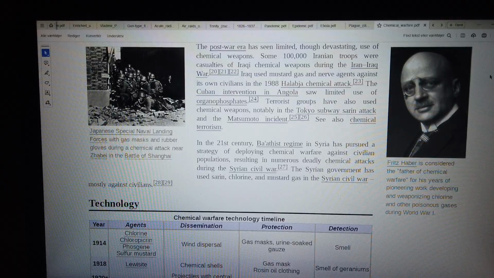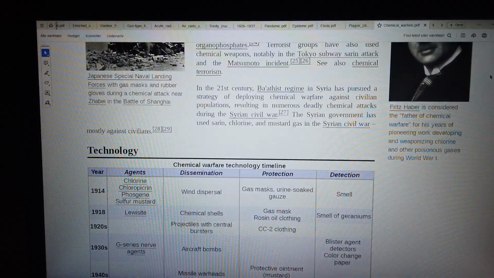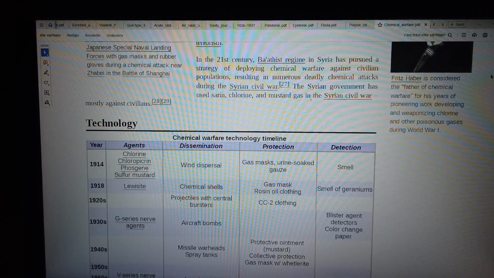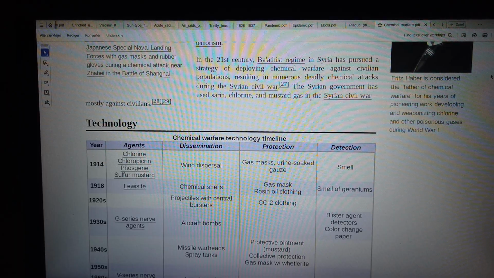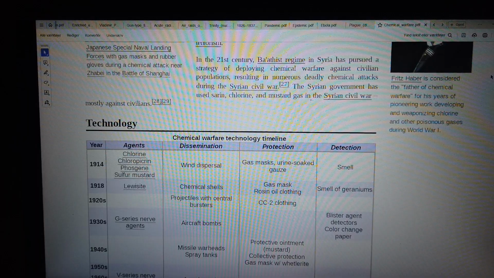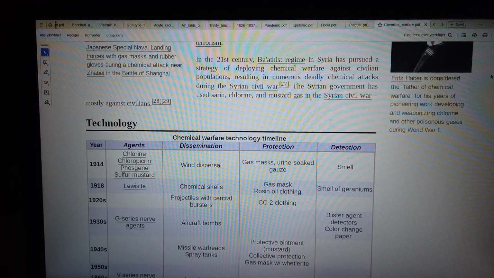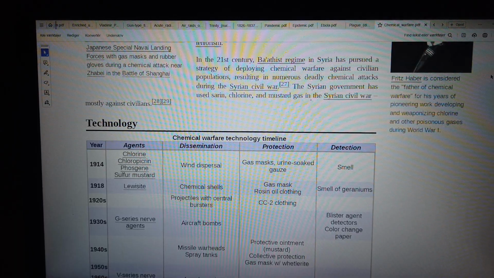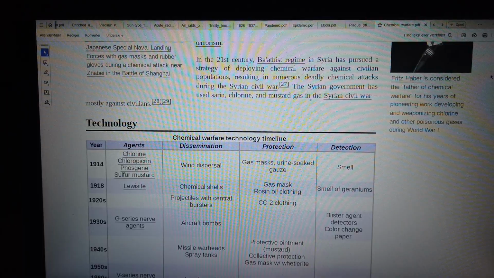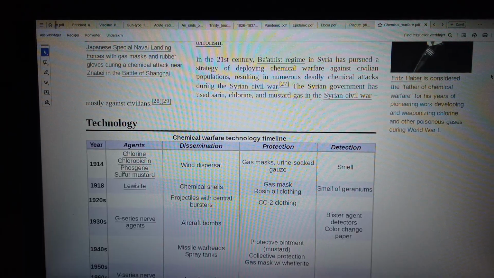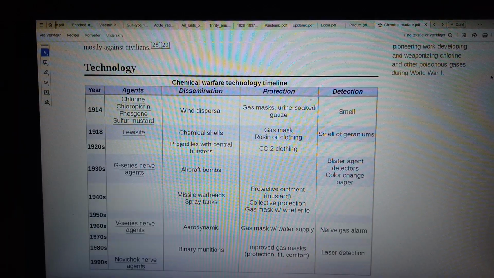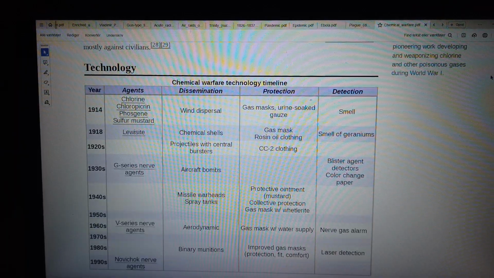In the 21st century, the Assad regime in Syria has pursued a strategy of deploying chemical warfare against civilian populations, resulting in numerous deadly chemical attacks during the Syrian civil war. The Syrian government has used sarin, chlorine, and mustard gas in the Syrian civil war, mostly against civilians. Technology. Chemical warfare technology timeline.